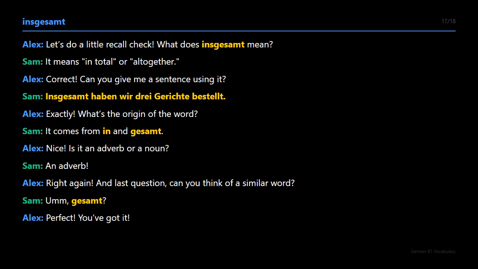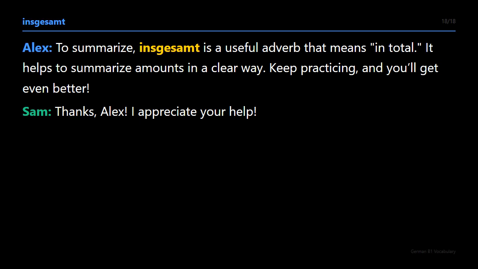Perfect. You've got it. To summarize, insgesamt is a useful adverb that means in total. It helps to summarize amounts in a clear way. Keep practicing, and you'll get even better.